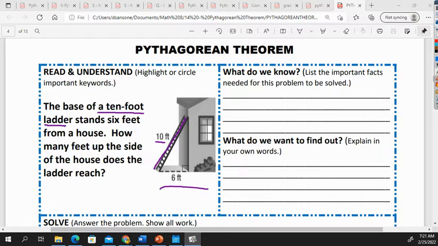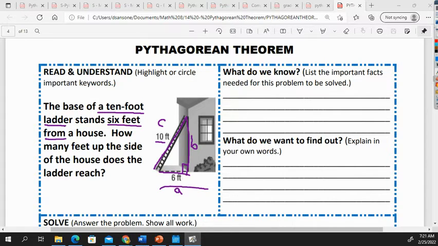It says it stands 6 feet from the house, meaning if I have a wall, it is 6 feet away. They want to know how many feet up the house it is. So we're trying to find this side here. So when I look at this, the first thing I see, and I want you to make sure you mark it on your notes as well, is my 90-degree angle, meaning 10 must be C, and then 6 feet could be A, and we'll call the other side B.